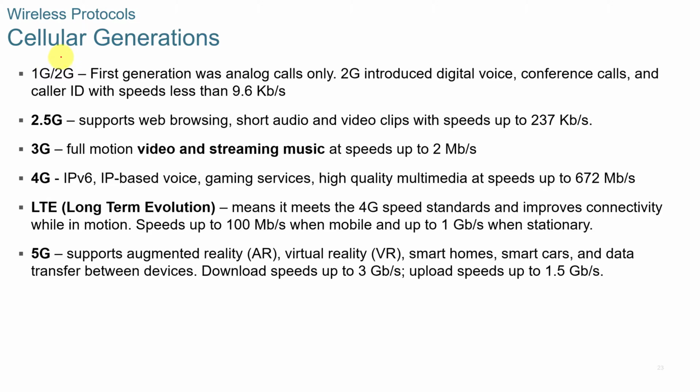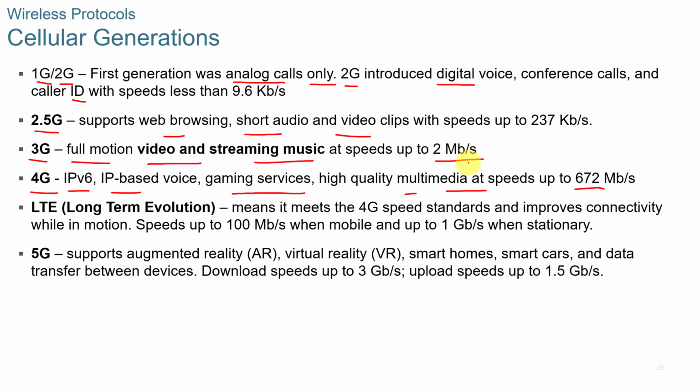Now, when we're looking at the cellular generations, 1G and 2G were the first gen. They could only make analog phone calls. 2G introduced digital voice, conferencing calls, and caller ID. And then you had 2.5 that supported web browsing, short audio, video clips. And then you had 3G, which would allow for full motion video and streaming up to 2 megabytes a second. Ooh, blazing speeds there. And then we had 4G, which is still fairly common in the United States. It allows for IPv6, IP-based voice, gaming services, high-quality media at multi-speeds up to 672 megabytes a second. So we went from 2 megabytes up to 672.